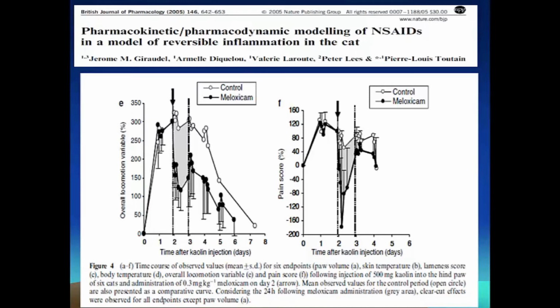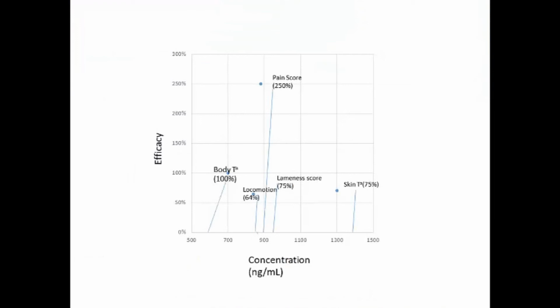Now let's try to wrap up everything. I made this graph with some of the data from the paper, and I can tell you I do not quite understand most of it, but I think one of their main objectives was to find the efficacy, the potency, and the sensitivity of meloxicam for each one of those endpoints.